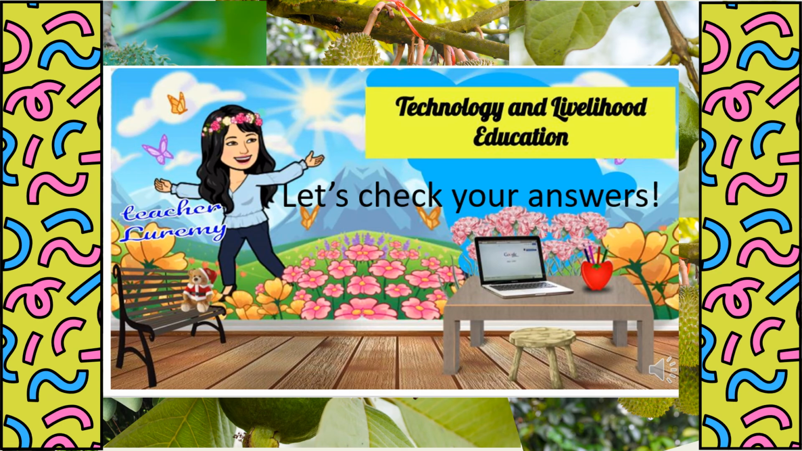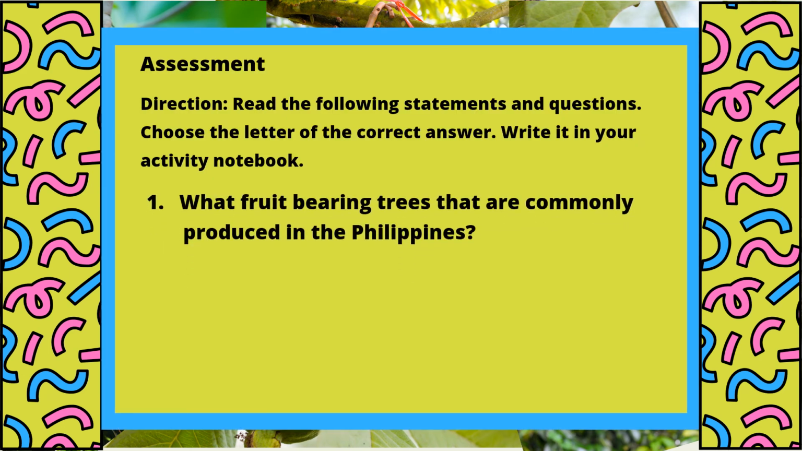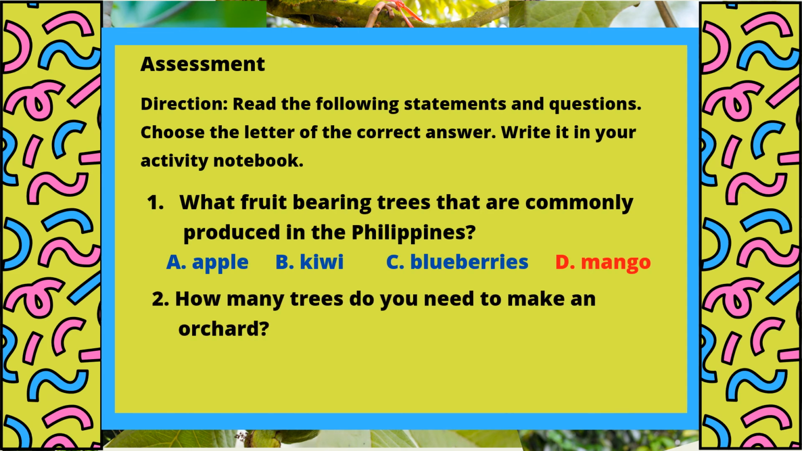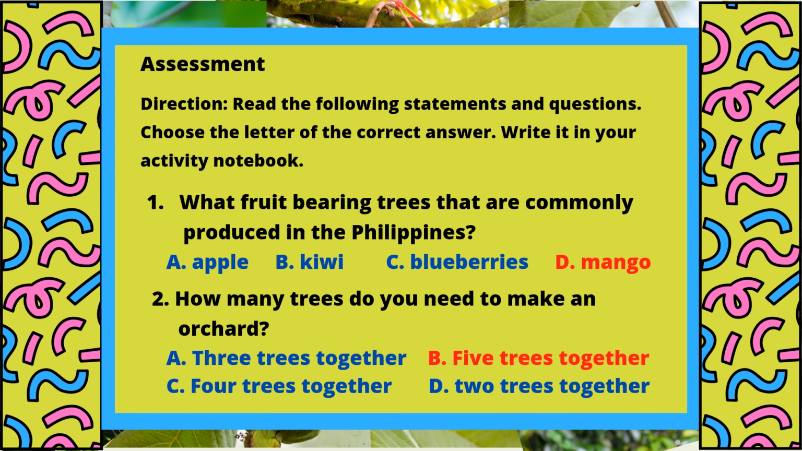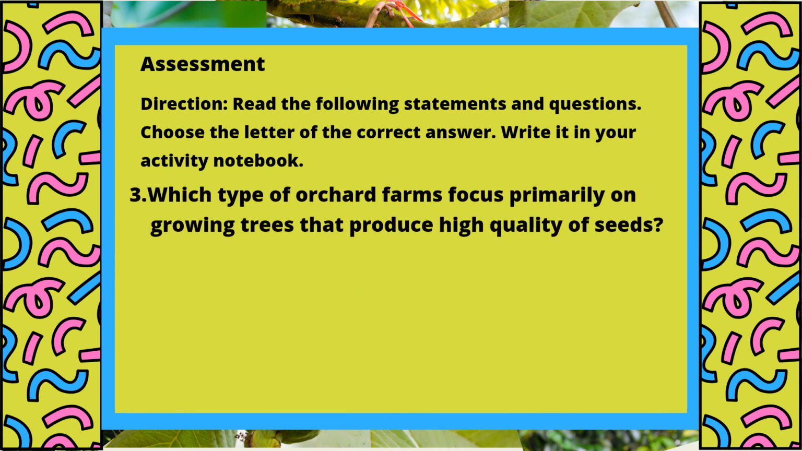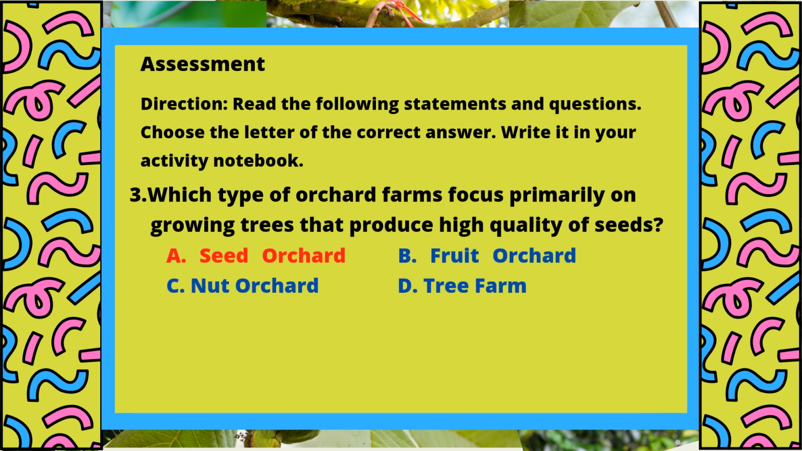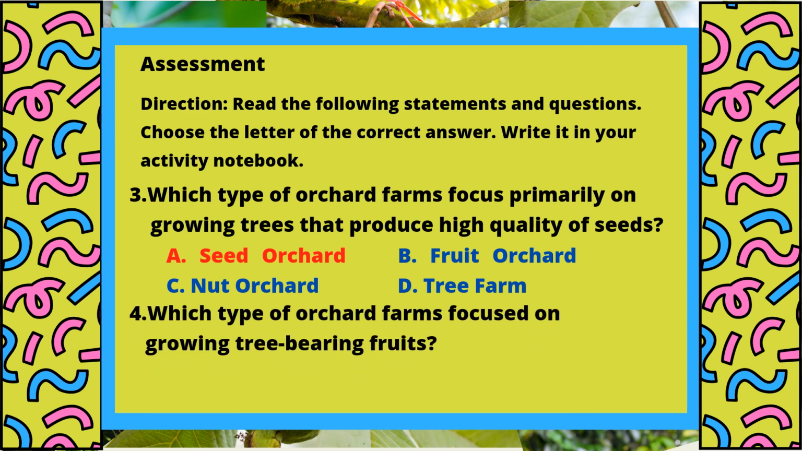Great job! Now let's check your answers. Number 1. What fruit-bearing trees are commonly produced in the Philippines? Letter D, mango. Number 2, how many trees do you need to make an orchard? So you have this limitation. So you can have 5 trees together. Letter B. Number 3, which type of orchard farms focus primarily on growing trees that produce high quality of seeds? Letter A, seed orchard.